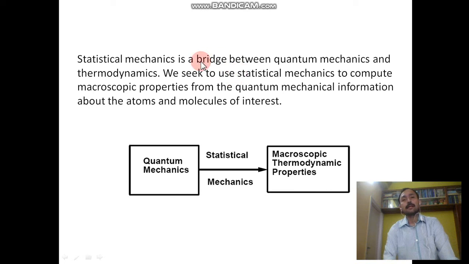Now, statistical mechanics is a bridge between quantum mechanics and thermodynamics. We seek to use statistical mechanics to compute macroscopic properties from the quantum mechanical information about the atoms and molecules of interest. Quantum mechanics does not deal with the macroscopic properties. If we adopt statistical mechanics, macroscopic thermodynamic properties can be well explained.